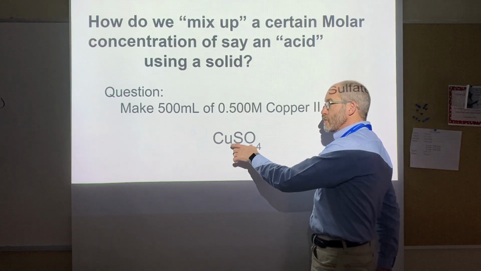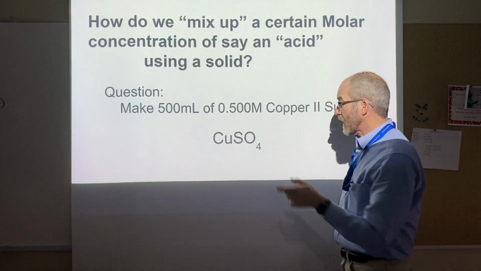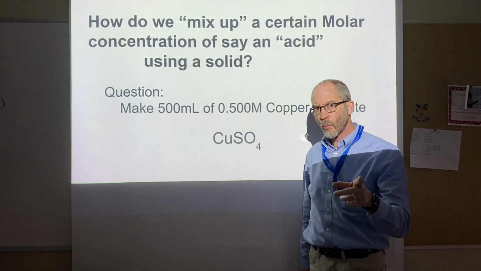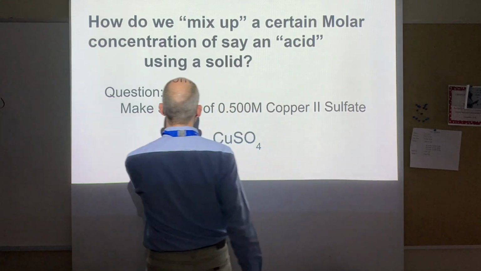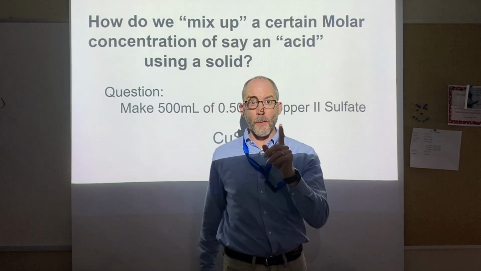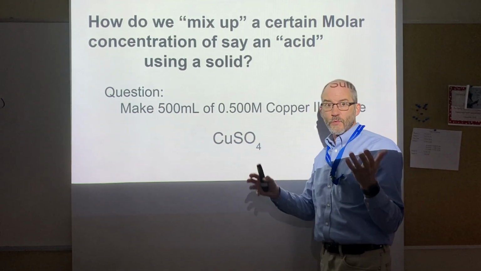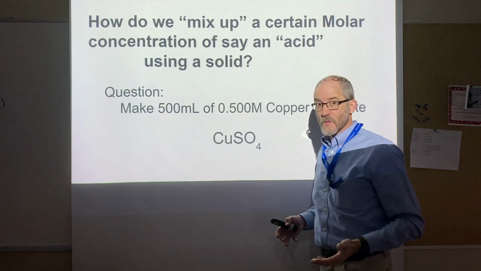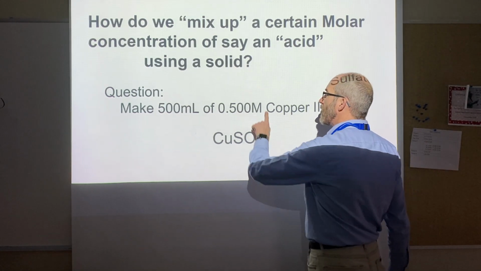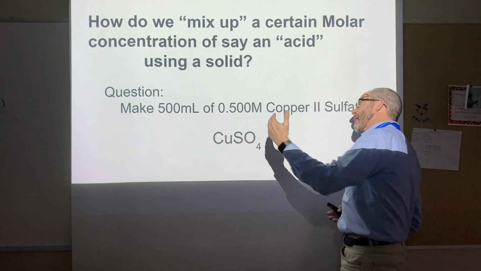So we're going to assume that we have copper sulfate. That's our solid. But here's what we want. We are told that we want 500 milliliters of 0.5 molar copper sulfate. Now, don't get intimidated by that. I thought you said we were going to do liters. Well, what is 500 milliliters? It's half a liter, right? So 0.5 liters.